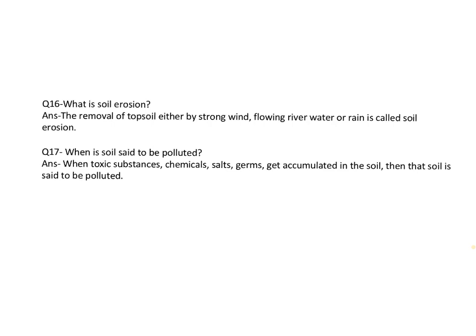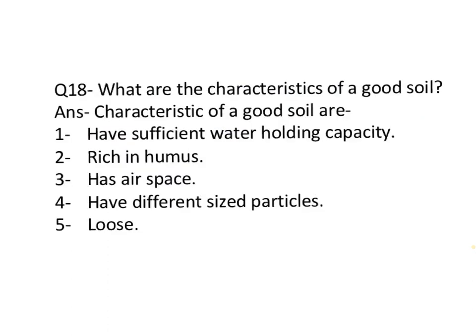Today's question. What is soil erosion? Answer to this question is the removal of topsoil either by strong wind, flowing river water or rain is called soil erosion. Next question for today is when is soil said to be polluted? Answer to this question is when toxic substances, chemicals, salts, germs get accumulated in the soil, then that soil is said to be polluted.